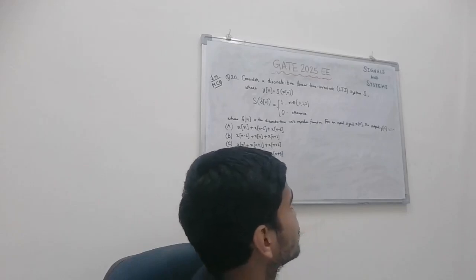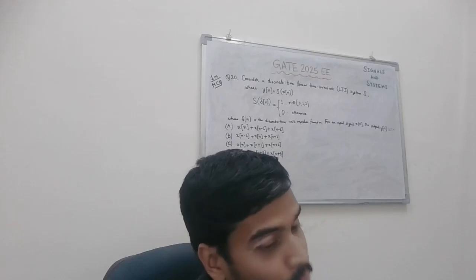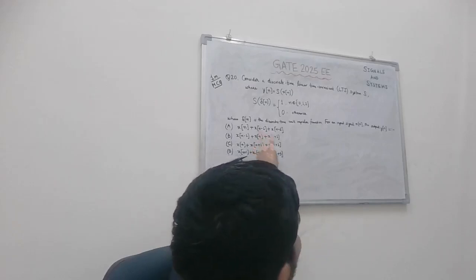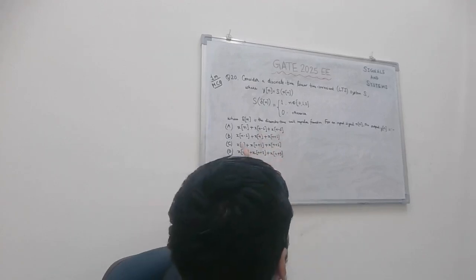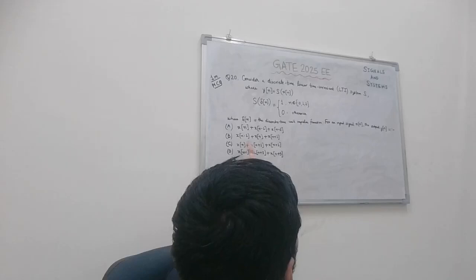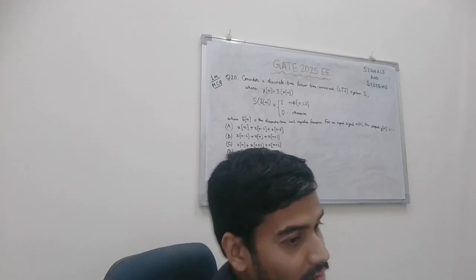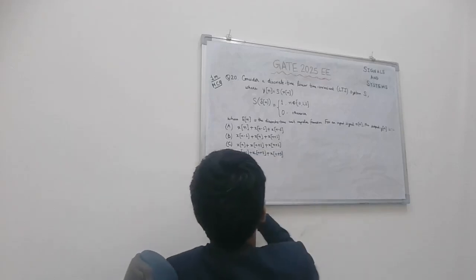For an input signal x[n], the output y[n] is: option A, x[n] plus x[n minus 1] plus x[n minus 2]; option B, x[n minus 1] plus x[n] plus x[n plus 1]; option C, x[n] plus x[n plus 1] plus x[n plus 2]; option D, x[n plus 1] plus x[n plus 2] plus x[n plus 3]. Moving on to the solution for this question.